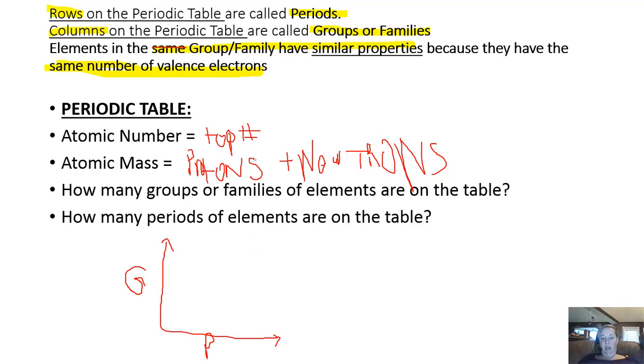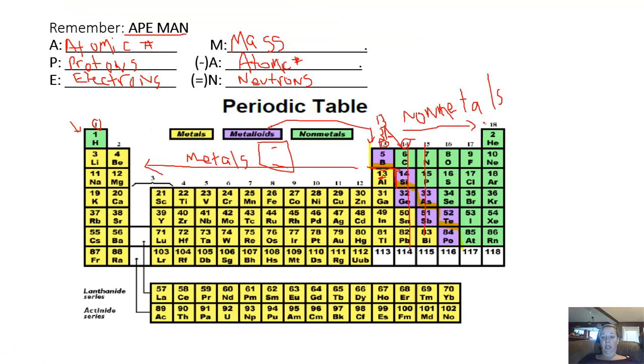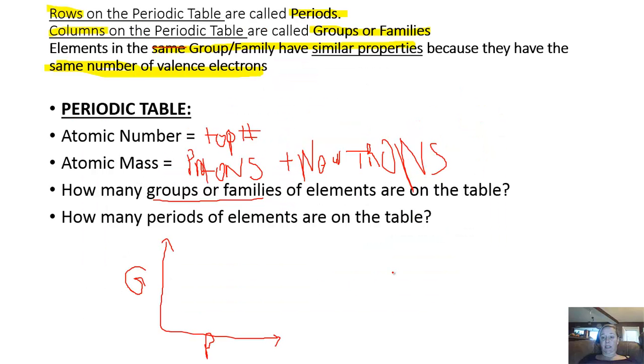How many groups or families do I have on the table? Groups are my columns. So when I go back and I look at this, my columns, I have 18. So I have 18 groups on the periodic table. How many periods? Well, I remember periods are my rows. And so when I go back, I can see that I have 1, 2, 3, 4, 5, 6, 7 rows, 7 periods on the periodic table.